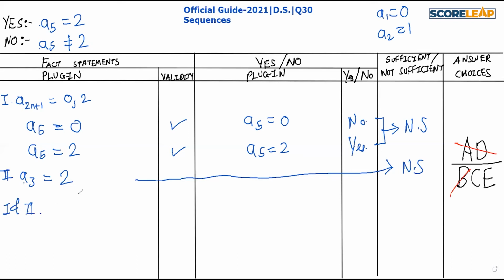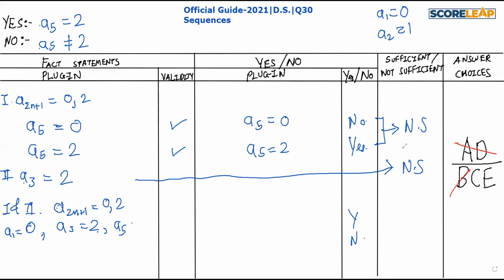If we combine both the statements, then the odd terms are either 0 or 2, so A(2n+1) is equal to 0 or 2, and A3 is equal to 2. A1 is equal to 0, that we also know, and let us figure out what A5 will be. They have not given us that the alternate odd terms will be different. There is no data given like that. If alternate odd terms were different, then this is 0, this is 2, this again will be 0, like that. But there is no data given about it. So A5 can be either 2 or 0, like in the first case. So we can get one yes and one no.